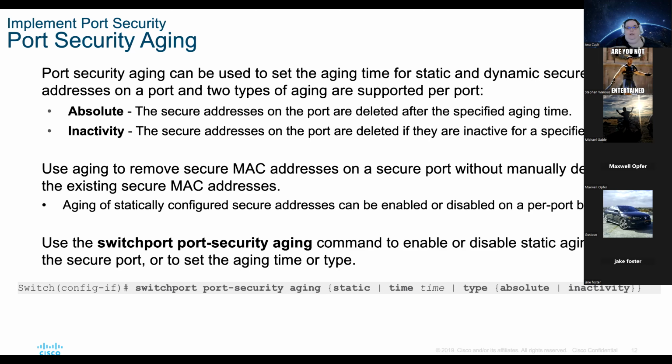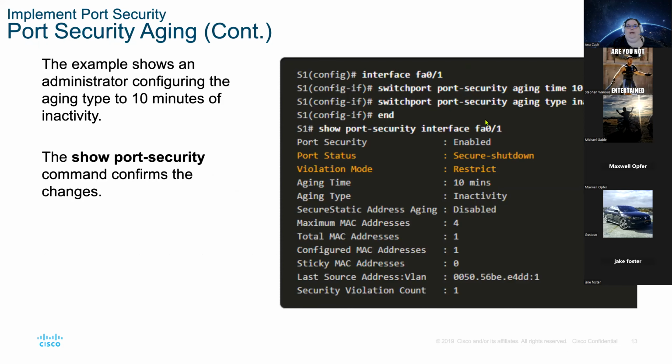And you can see that down on the bottom, the switchport port-security aging, and then you'll see the static, time, type, and then it's got your other options down there too. And this is an example of what that would look like. In the example, your administrator configures an aging type and a time of 10 minutes, and then the show port-security command confirms your changes. So you can see aging time 10 minutes, aging type inactivity, and that's what you should see when you go and check that.